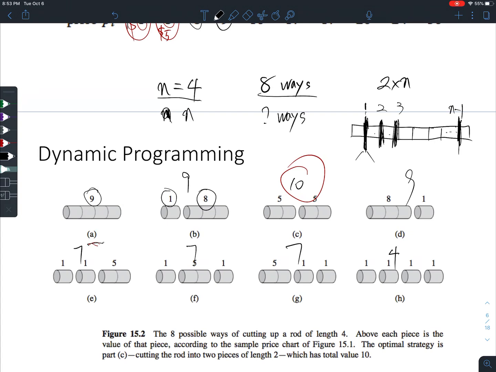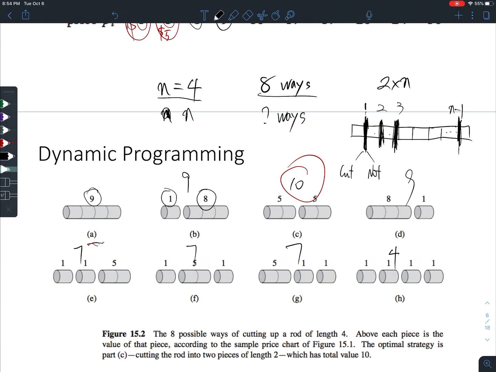The two possibilities are if we cut it or not. At each place we have two possibilities, and our decision at any place is independent from the decision at any other place. Whether you make a cut here does not depend on whether you make a cut over here. So they're independent.